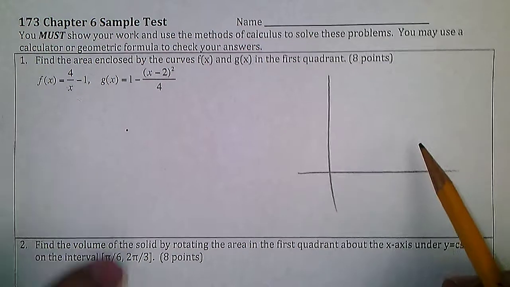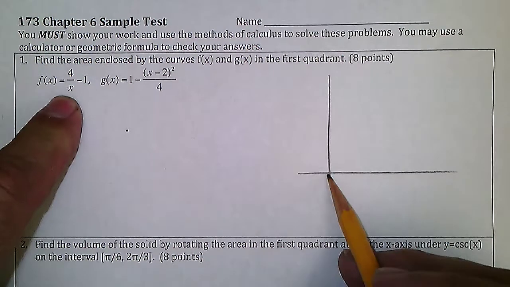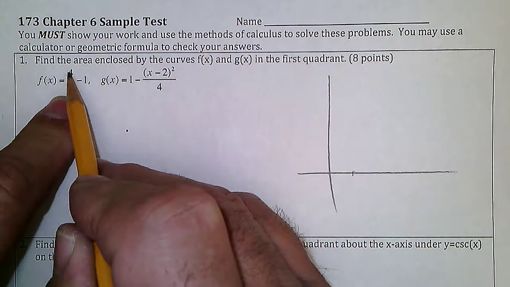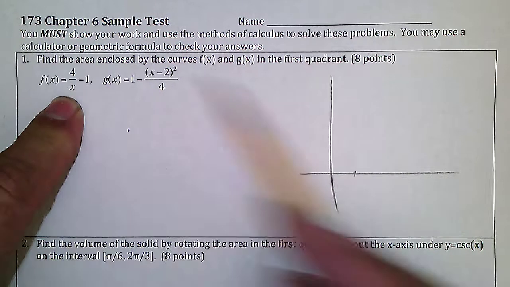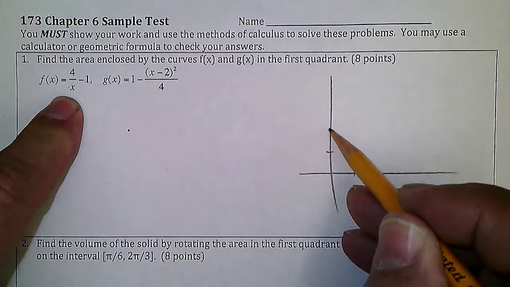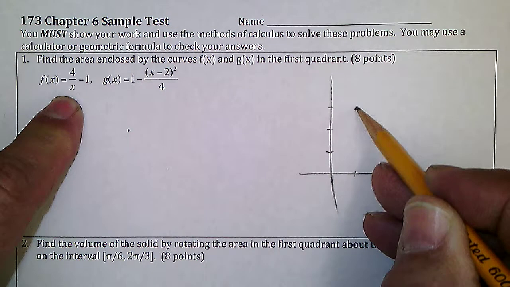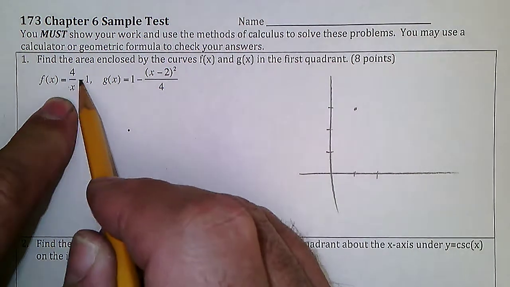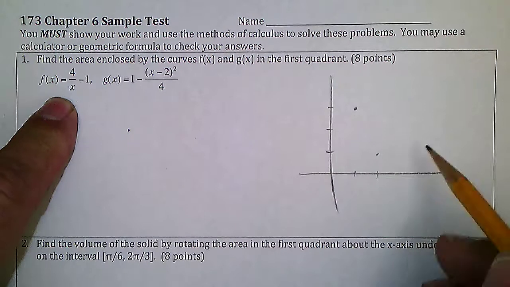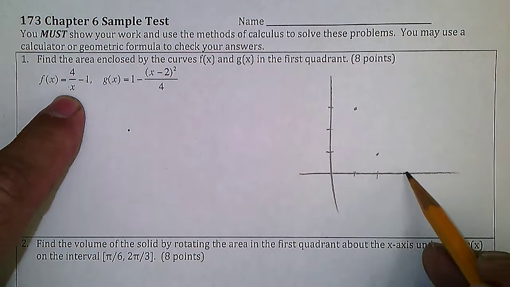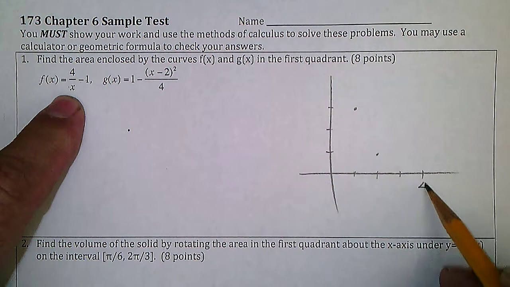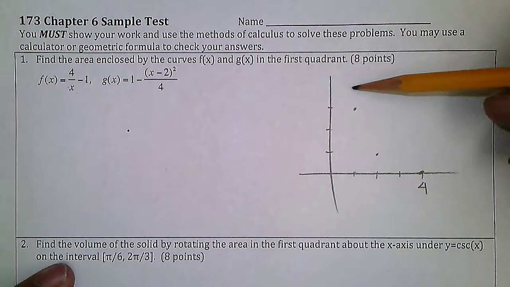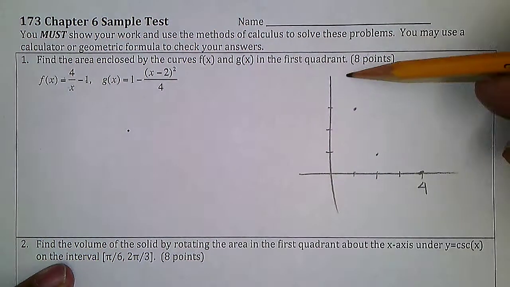So let's see. If I put in 1, I'll get 4 over 1, 4 minus 1, which is 3. If I put in 2, I get 2 minus 1, which is 1. And if I put in 4, I get 0. So this first one looks something like this.